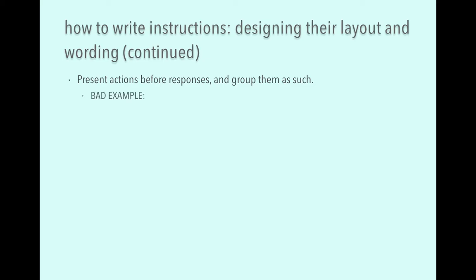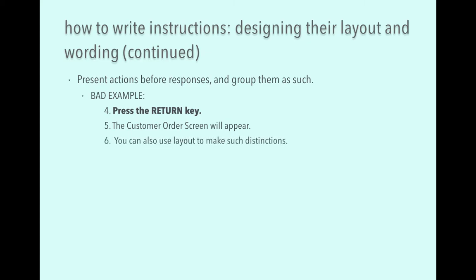Let's look at the example so this makes sense. When we press the return key here, we see the second step is the customer order screen will appear, or in this case, the 5th step. Is it really a step, or is it a result of pressing the return key? So now we go to the next supposed step. You can also use layout to make such distinctions. Well, it seems a jumble because now I've got 2 commands and then a response or a result from one of the commands tucked in between, but they're all given the equal weight of being separate steps, with separate numbers indicating they're separate steps.